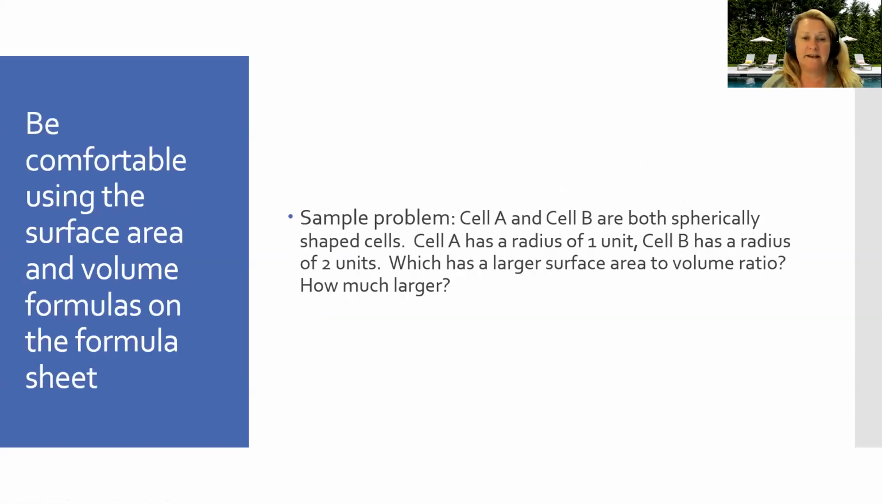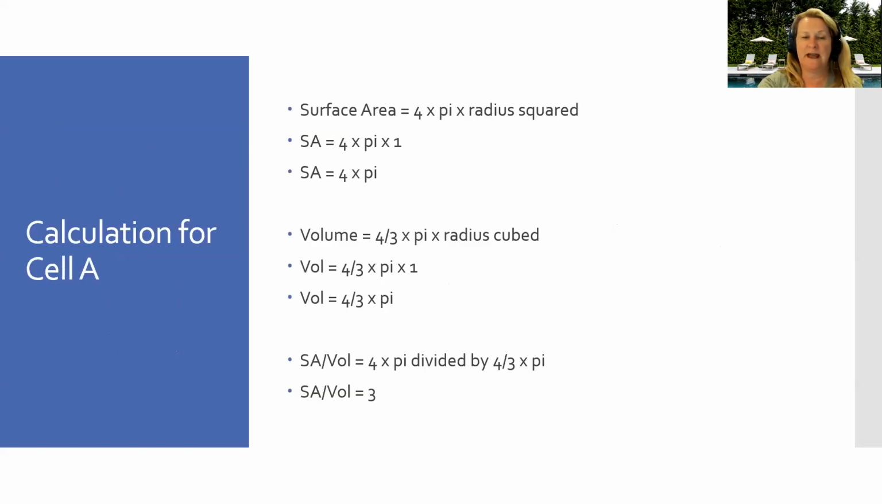Okay, so as I said at the beginning, you want to be comfortable using the surface area and volume formulas on the formula sheet. So let's just do a sample problem. Let's say we have two cells, cell A and cell B, and they both have the same shape. They both are spherically shaped, so we'll use the same equations for surface area and volume for both of them. However, cell A is smaller and has a radius of only 1 unit, and cell B has a radius of 2 units. Which one's going to have the larger surface area to volume ratio and how much larger? So let's do the calculation for A first.